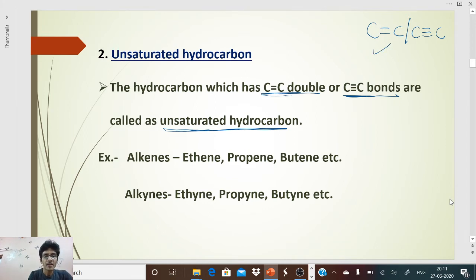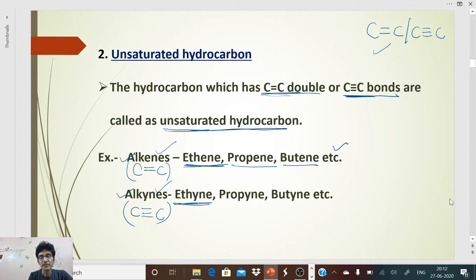Okay. There are many examples, such as alkenes and alkynes. Alkene means carbon-carbon double bond. Alkyne means carbon-carbon triple bond. Examples of alkene are ethene, propene, butene, etc. Examples of alkyne are ethyne, propyne and butyne. These are the examples of alkenes and alkynes.